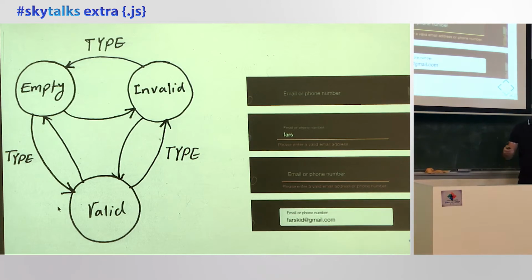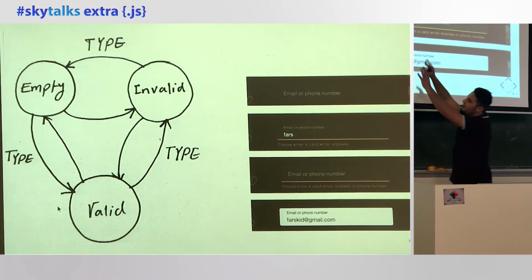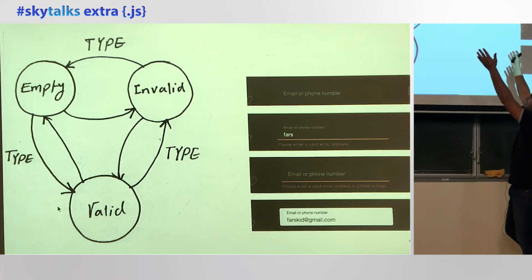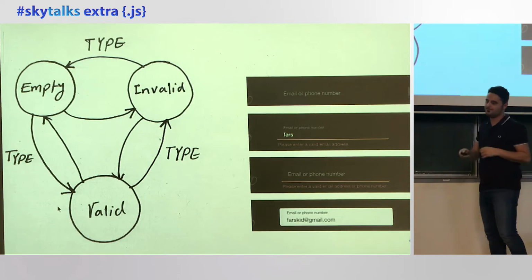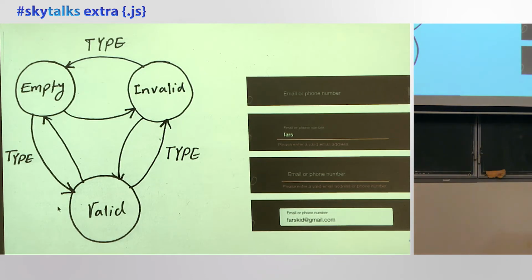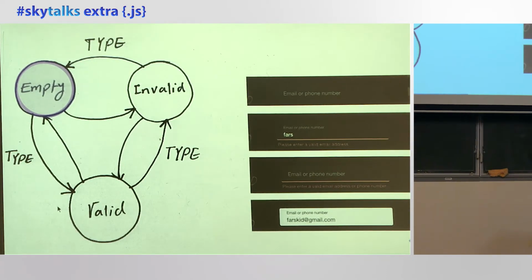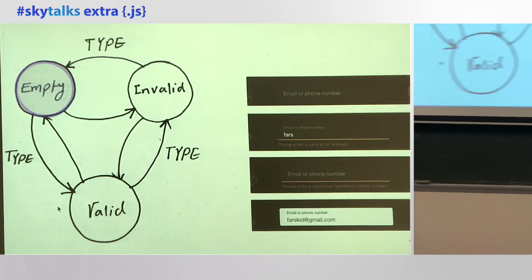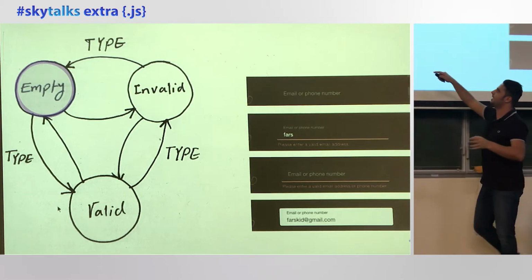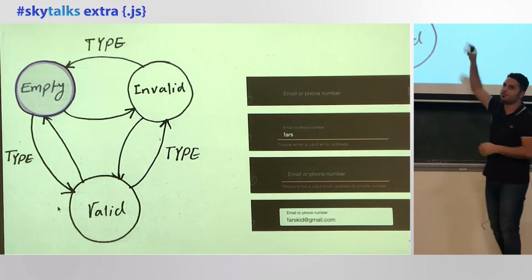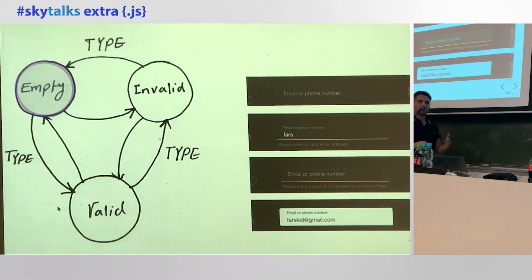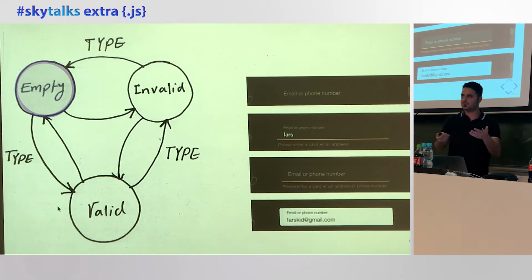Or if you want to think about it as a diagram, you can think of three circles, with arrows connecting them, and the only events are types. The good thing about thinking about states explicitly here is that you can say the system always starts from one state, and in this case, input always starts from the empty state. When you load the login form first, you can say the input is empty.